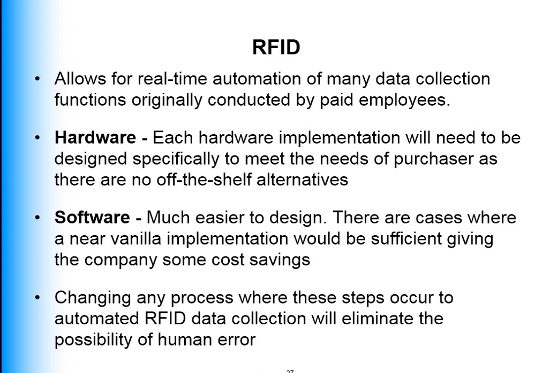Software, much easier to design. These are the cases where a near vanilla implementation could be sufficient, giving the company some cost saving. So changing any process where a step occurs to automated RFID data collection will eliminate the possibility of human error. So as I mentioned, having an RFID would be easier for your people in the warehouse to determine what product is specific in the box.